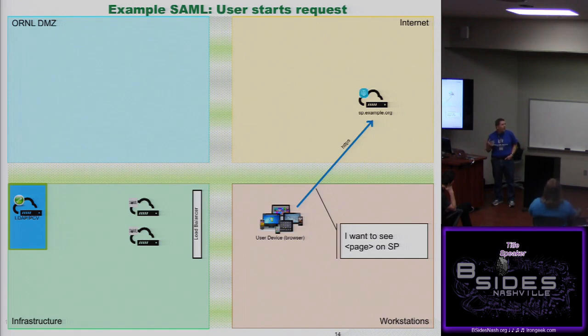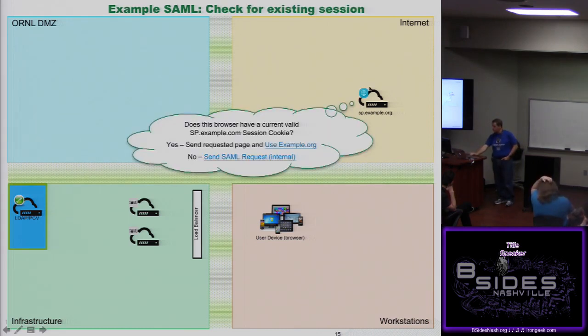So we start with a user. And in this case, I'm looking at a user who happens to be on our internal network. And I'll talk about some of this a little bit later. That user talks out to the internet and says, I want to go to this particular page, and you, Mr. Service Provider, or Ms. Service Provider, then asks the question, does this user have a valid session with me at this point? Great, if we do, then they can use it. No? Well, where am I supposed to send this user?